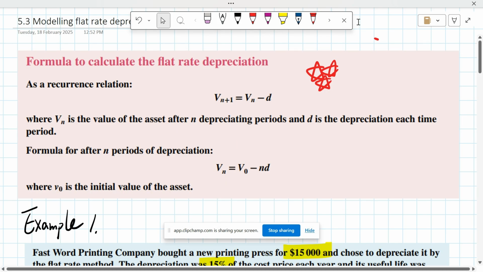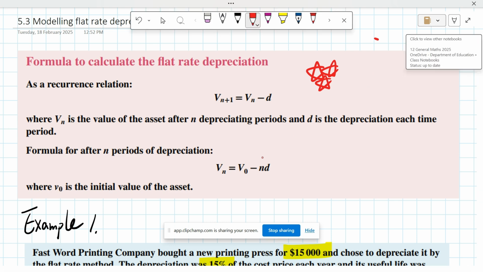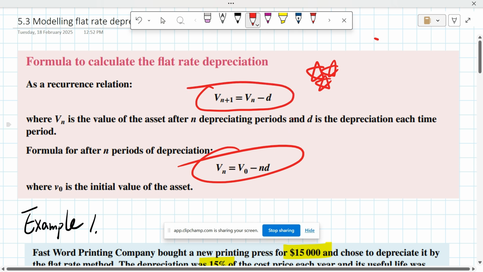Hello everyone, welcome back to 5.3. Today we're going to start with modeling flat rate depreciation with recurrence relations. Sometimes we calculate the depreciation over the periods, multiplying the number of periods by the depreciation amount, using the formula Vn equals V0 minus nd. But sometimes we do each individual period, using Vn+1 equals Vn minus d.